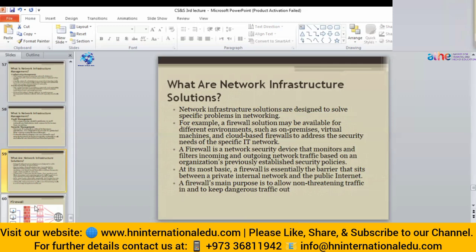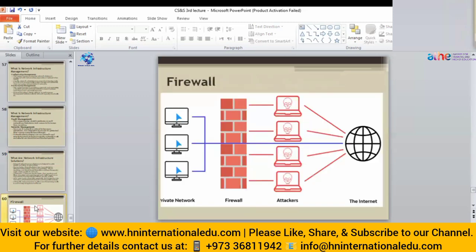A firewall is essentially the barrier that sits between a private internal network and the public internet. So a firewall's main purpose is to allow non-threatening traffic and to keep the dangerous traffic out. So that is a scenario. A firewall can protect our private network from hackers.